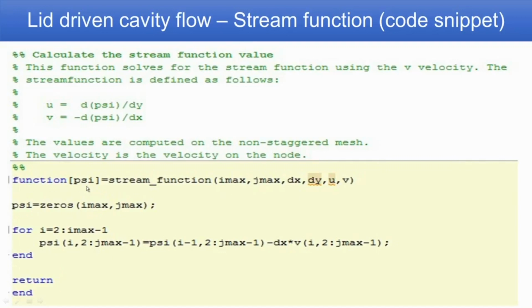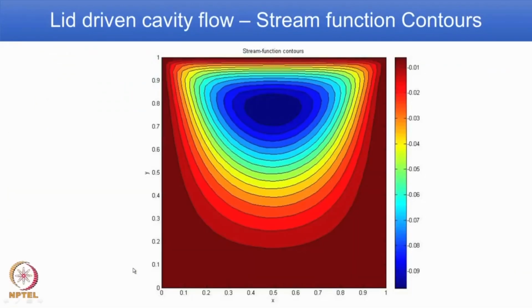So, function psi equal to stream function I max comma j max comma dx comma dy comma u and v, and psi is initialized at the beginning to zeros I max comma j max, and for I 2 to I max minus 1, psi I comma 2 to j max minus 1 equal to psi I minus 1 comma 2 to j max minus 1 minus dx into v at I comma 2 to j max minus 1. This line is the same as what we have seen in the previous slide. It calculates for all I locations. Then once you get the value of psi, you can look at the contour as shown here.